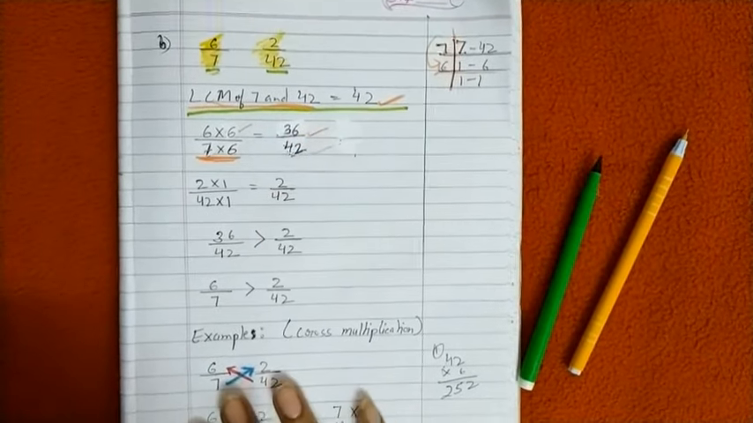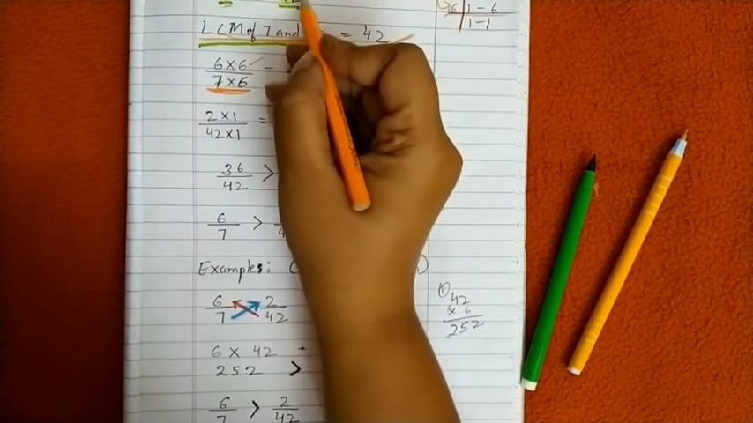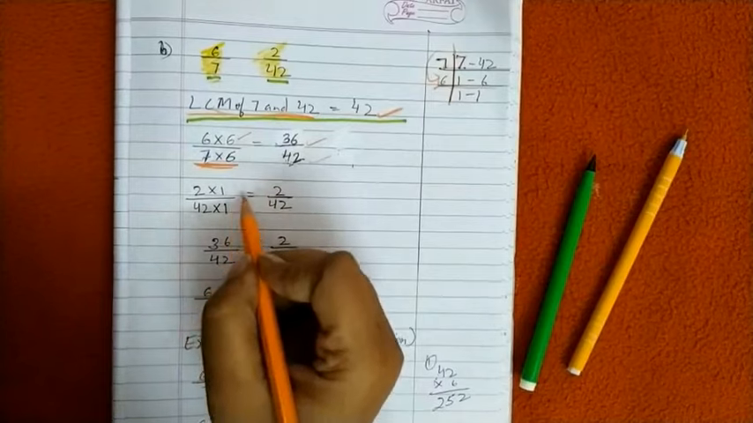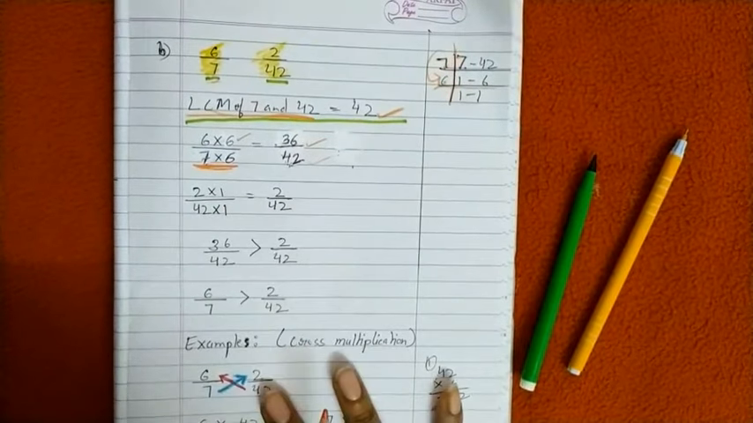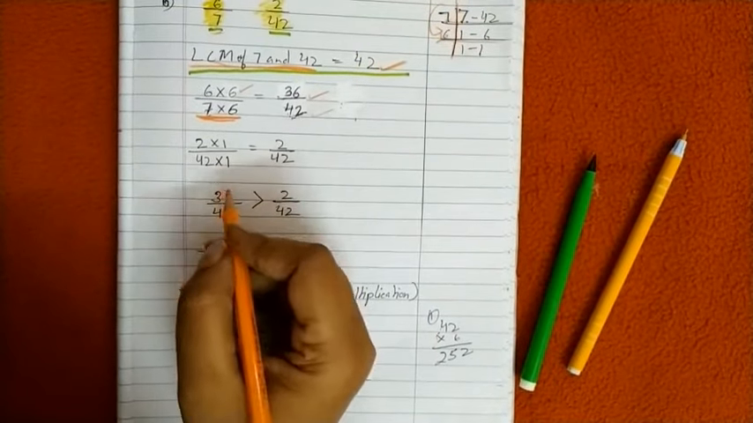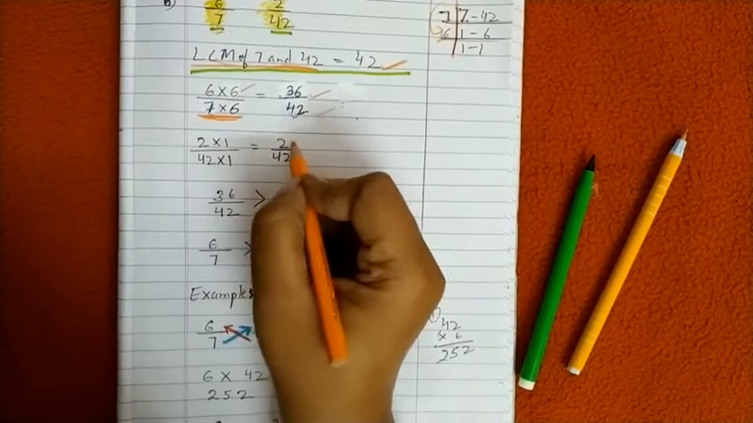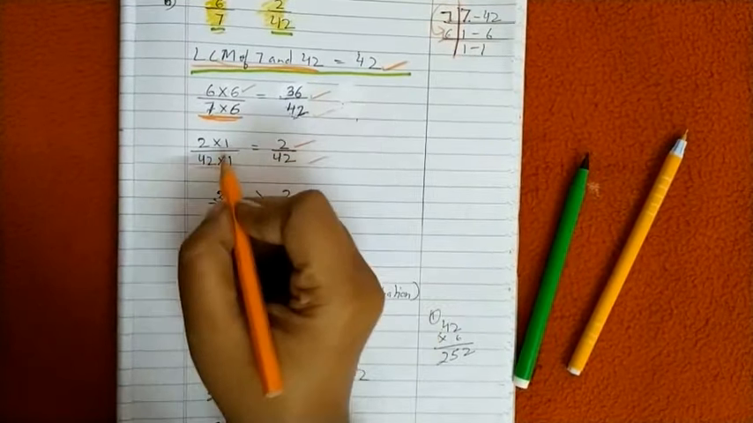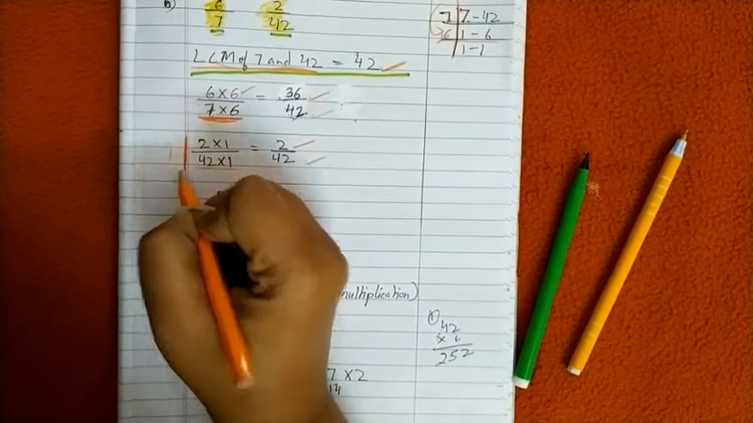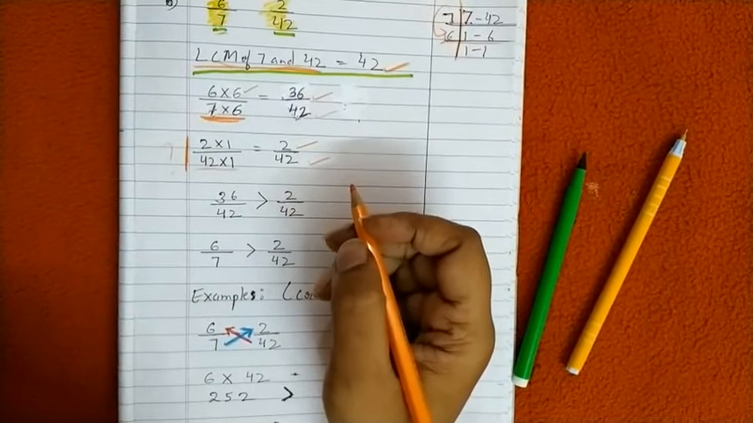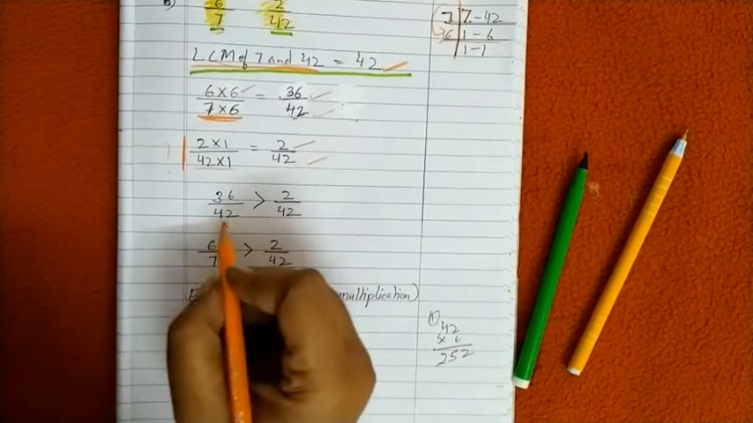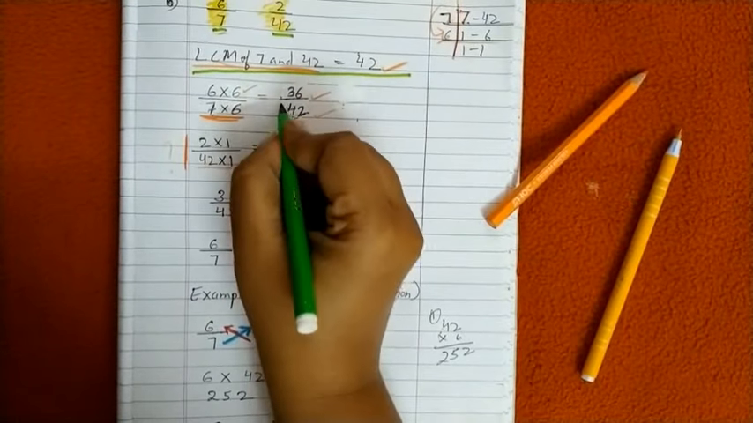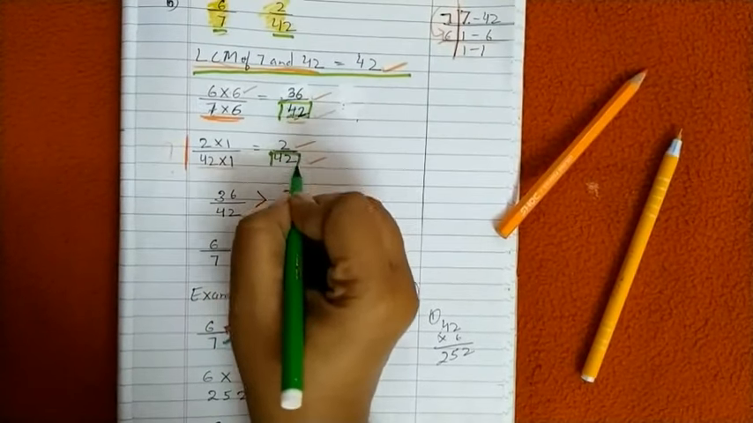Now see here, 2 upon 42. I have multiplied here with 1, but it is not required actually. So 2 into 1 is 2 and 42 into 1 is 42. This step is not required. If you wish, you can do it; if you don't wish, you can leave it. So children, now you got both the denominators same, 42 and 42.